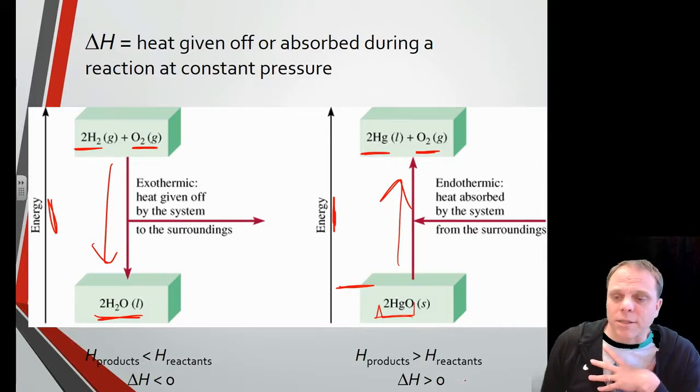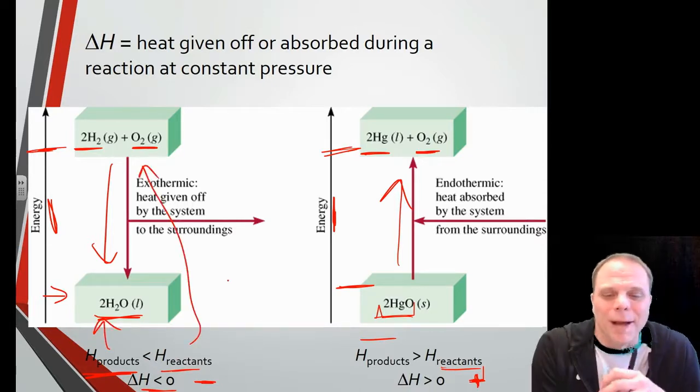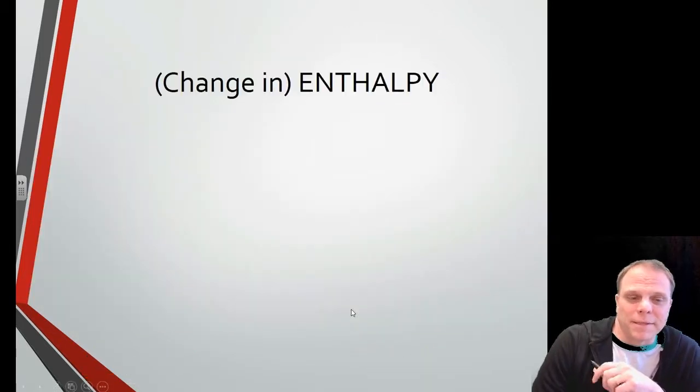And so if my delta H is greater than 0, it's a positive value. That means my products have a greater amount of potential energy than my reactants. And so this is going to be a positive value. That's going to be endothermic. Exothermic ones are going to have delta H's that are negative, less than 0. And so the energy of my products is actually going to be less than the energy of my reactants. As long as I draw it in the right place, it makes sense.